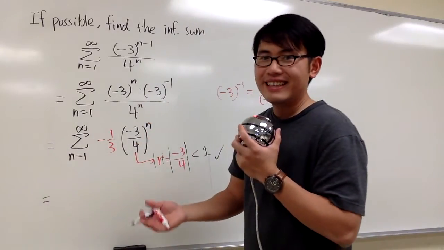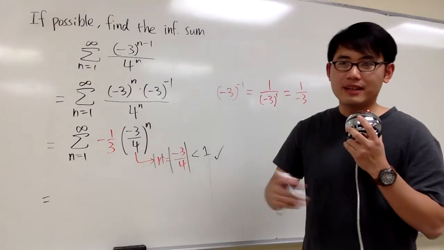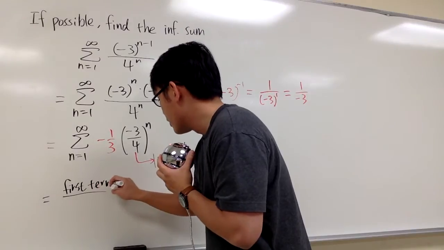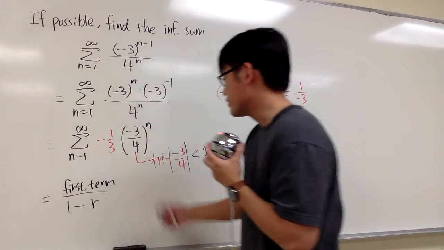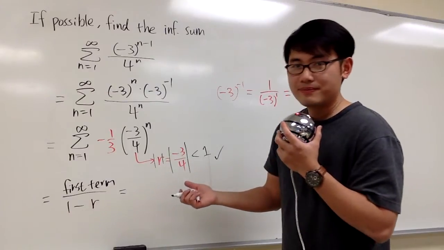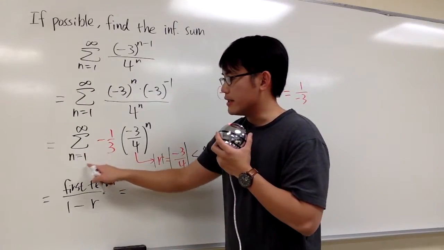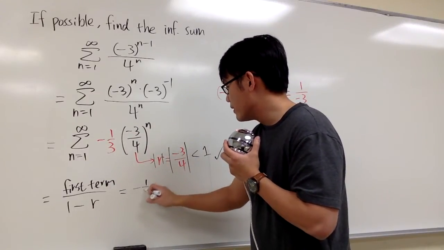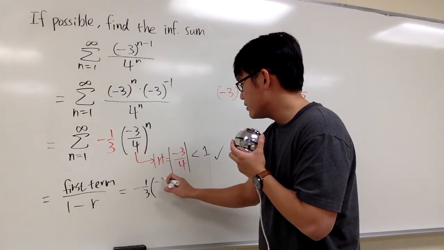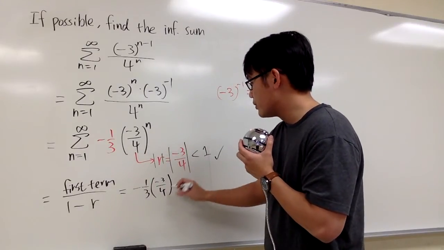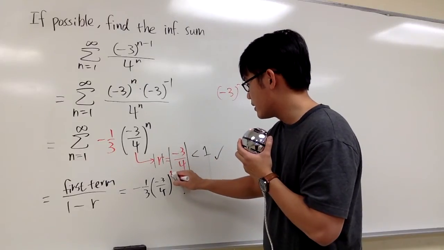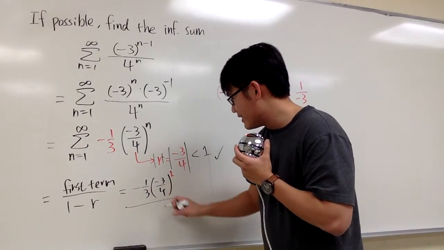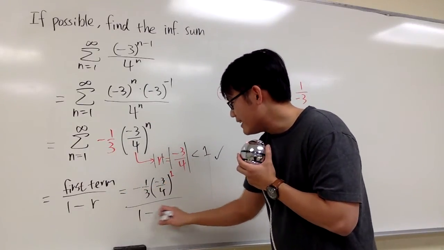The formula is what? The first term divided by 1 minus the common ratio. So let's go ahead and write it down again. First term over 1 minus the common ratio, which is r. And now let's figure out what the first term is. For the first term, we plug in the starting n value into the formula here, and we will have negative 1 over 3 times negative 3 over 4 raised to the first power right here. Okay? And then over 1 minus the r.